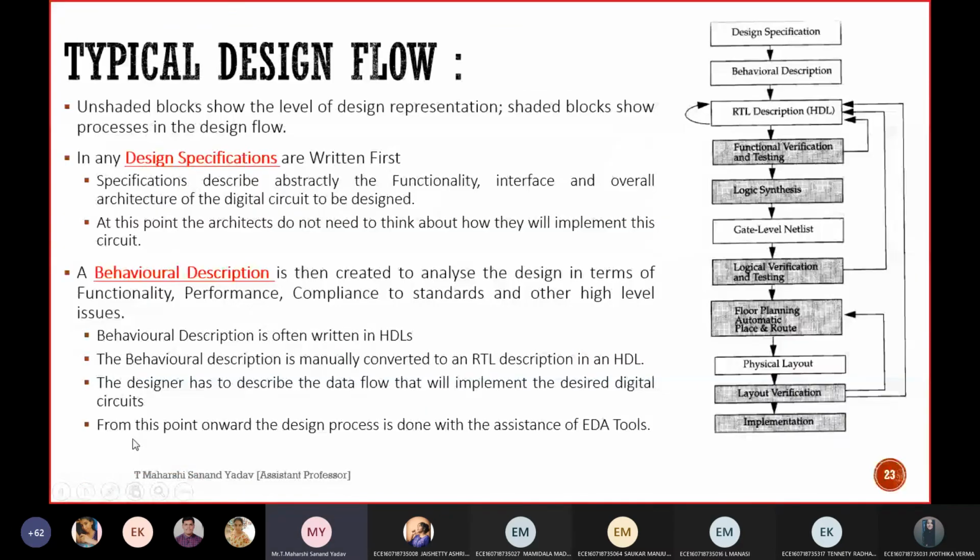Next, typical design flow. See, this is the flow. Design specifications first, and based on those specifications, the behavioral description. So by using those 4 styles, gate level, data flow, behavioral, and switch level, generally in industries, the code is written in behavioral style of modeling. After writing the code in behavioral style and doing synthesis, it gets converted into a gate level netlist.